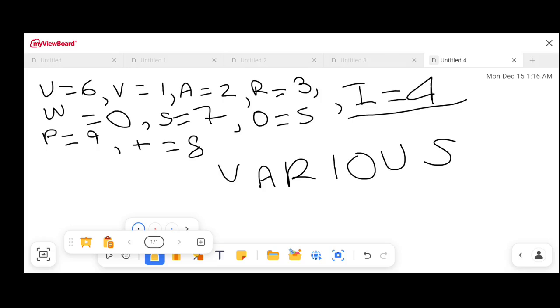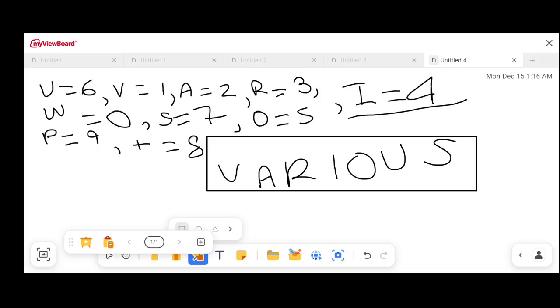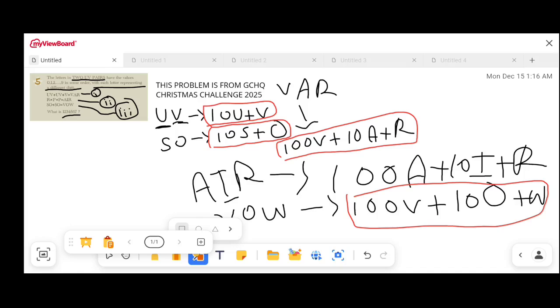So here we have the answer to problem number 5 of the GCHQ 2025 Christmas Challenge. The answer to problem number 5 is VARIOUS.